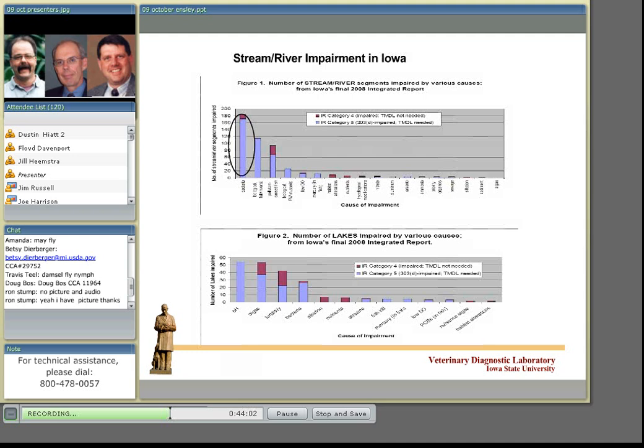I wanted to present the slide again that talked about in Iowa the number of streams or rivers that were impaired, and the number one reason why was bacterial load. And the way we look at bacterial load in surface water is trying to look at coliforms in the water. So that was one of the strategies that we used in this study, to try to look at coliform numbers in the surface water in the pastures.